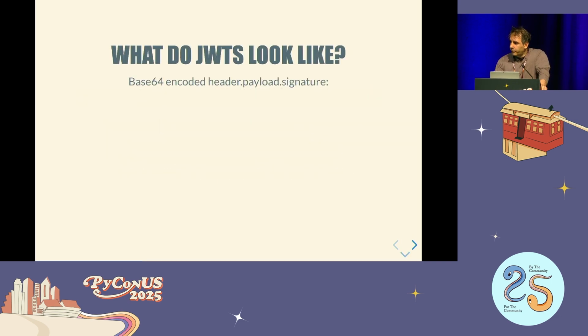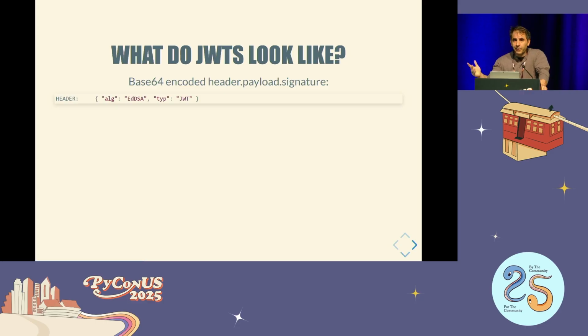Okay, so what does a JWT look like? At a high level, they're just a base64 encoded header, payload, and signature connected by dots. The header is going to have a number of fields. The most important is probably the alg, or algorithm field, which is going to tell you what kind of cryptographic algorithm you're using to secure the key.